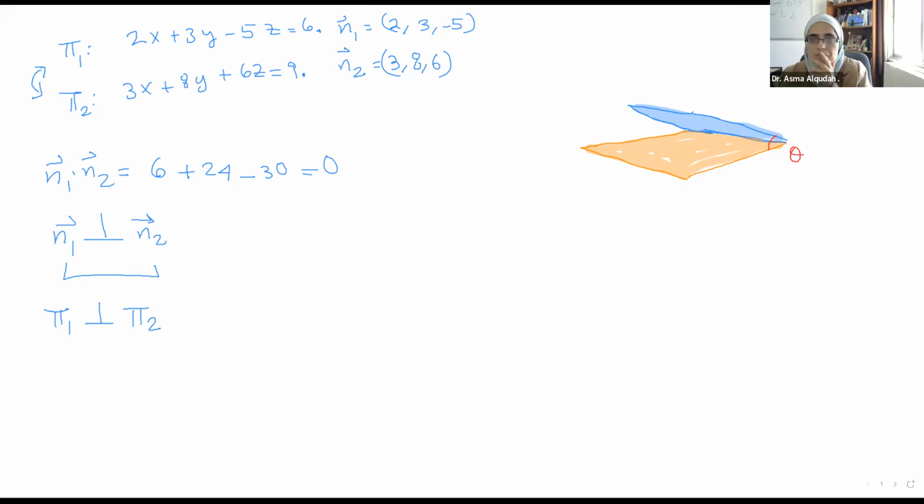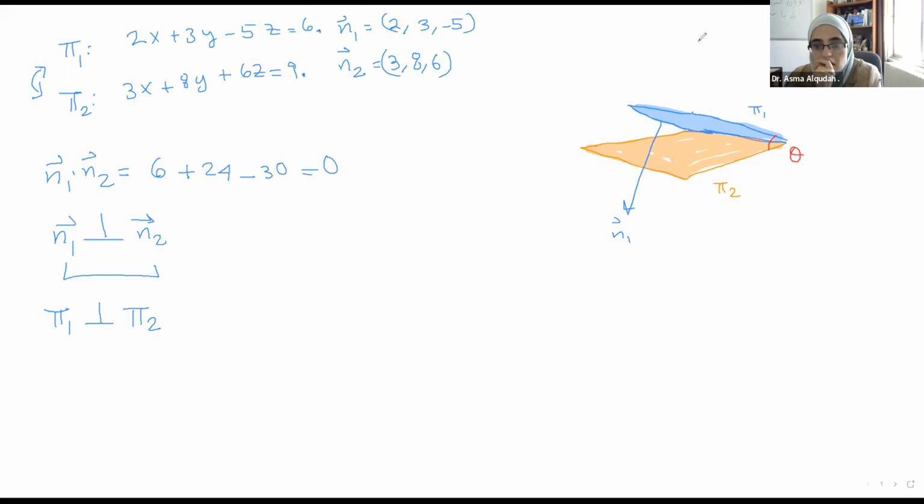Let me label them. This is pi 1, plane number 1, and this is plane number 2. The angle between them is theta. Now, in order to find this angle, we must use the normals of these two planes. The normal of the blue plane should go like this. This is N1. Remember, I draw the normal going out of the plane.